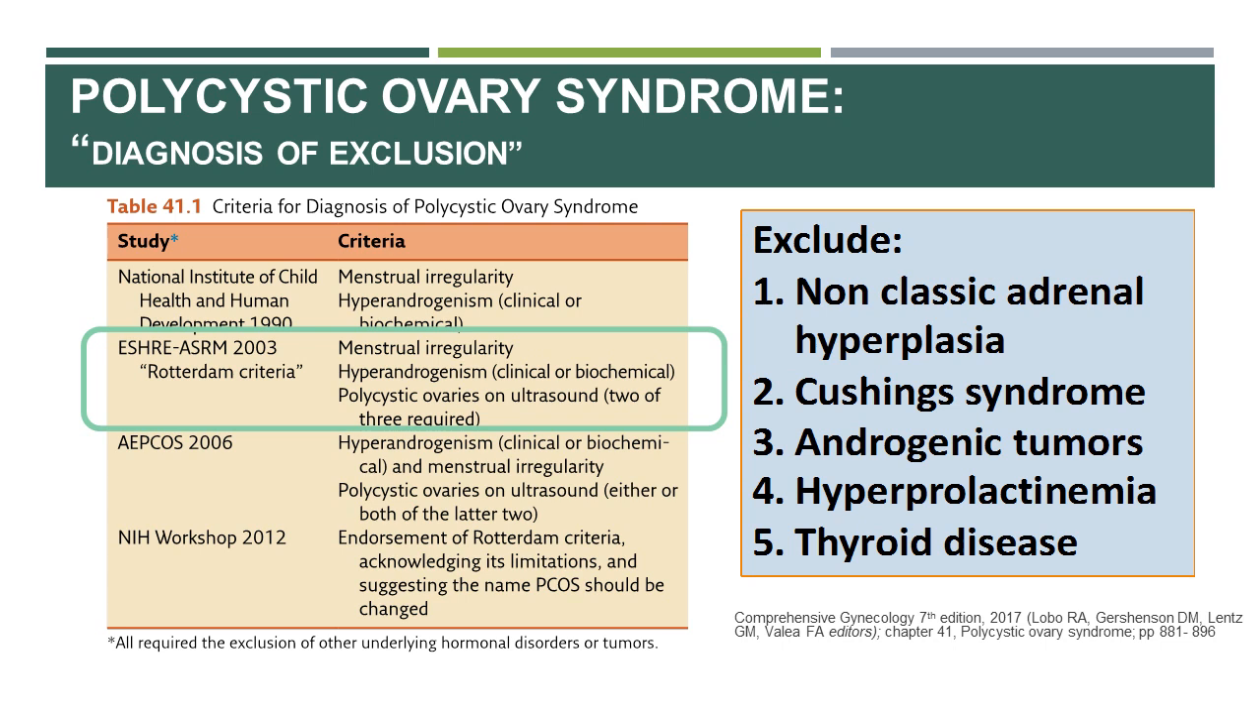However, before we label a patient as having polycystic ovary syndrome, we must exclude other underlying hormonal disorders or tumors such as non-classic adrenal hyperplasia, Cushing syndrome, androgenic tumors, hyperprolactinemia, and thyroid disease. That's why we sometimes call polycystic ovary syndrome a diagnosis of exclusion.